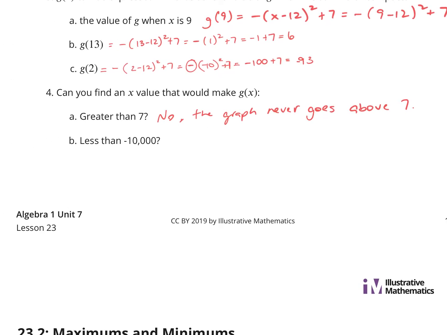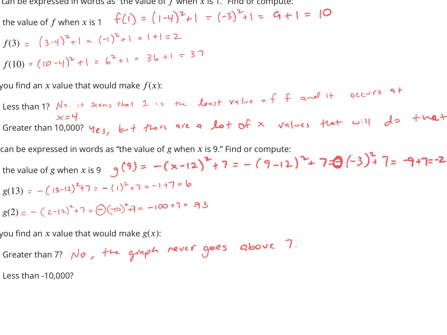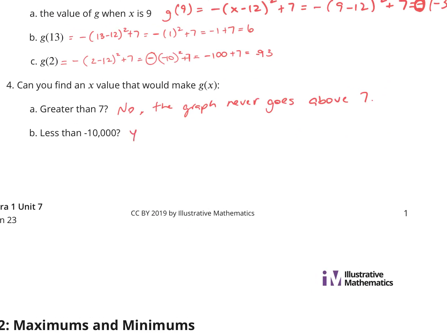Could it be less than negative 10,000? If we look here, if the graph continues out this way, there is some value. You can't really see it from the graph, but it's too hard to really see examples because there's going to be many of them. So yes, there are going to be lots of values that produce an output of negative 10,000.